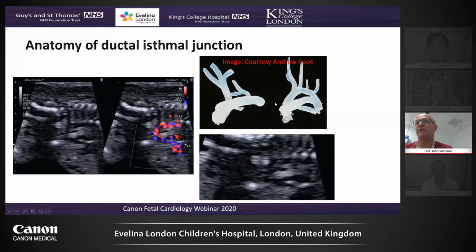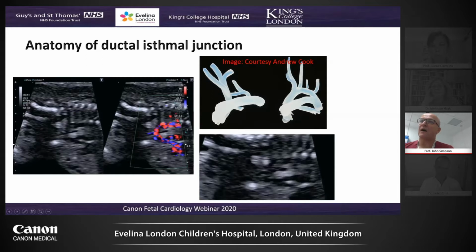image from Andrew Cook, where he's looked at casts of the fetal heart. And I want you to look at the normal fetal arches, where you see the duct insert really into the side of the aortic arch, whereas in coarctation, the aortic arch is more inserting into the side of the arterial duct. And although some fetal coarctations may be relatively discrete, the rule is more that there is a degree of hypoplasia. And this is the hypoplasia which we appreciate on the three-vessel view.